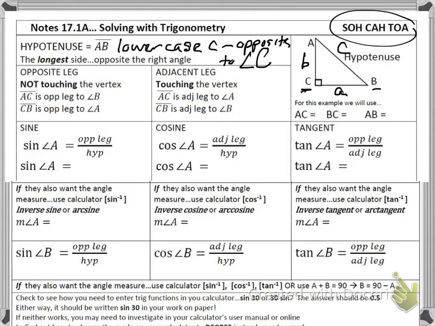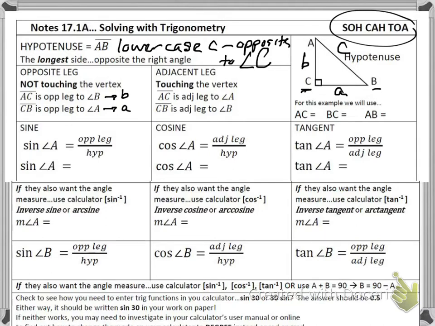So we got to talk about opposite. Opposite means it's not touching that vertex. So we have side AC is opposite to angle B. AC is also referred to as lowercase b, opposite from capital B. CB is the leg opposite to angle A, so we refer to it as lowercase a.